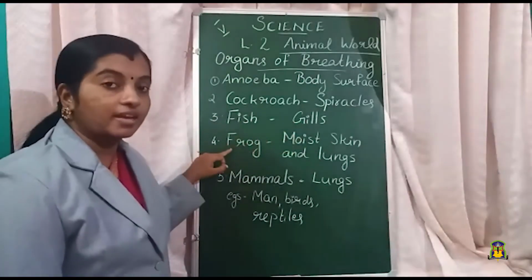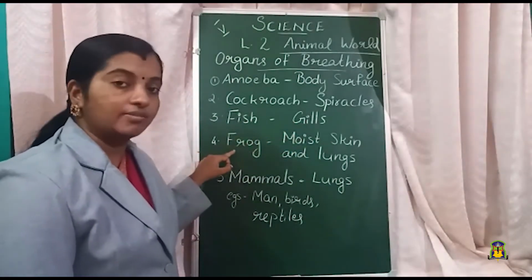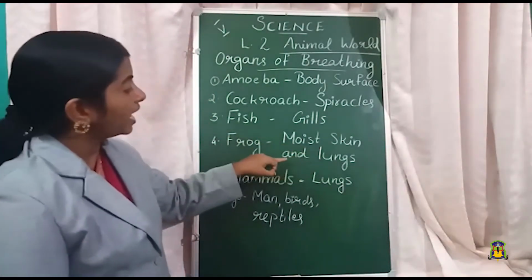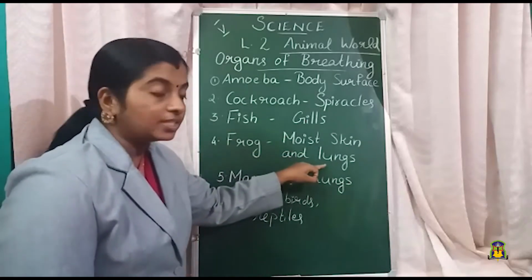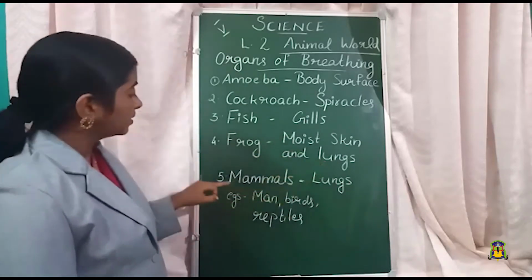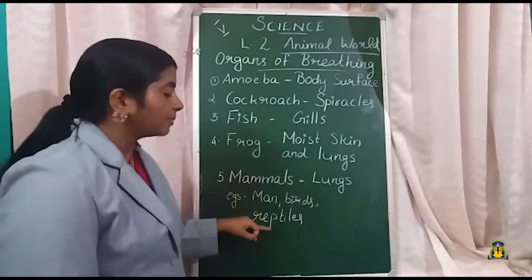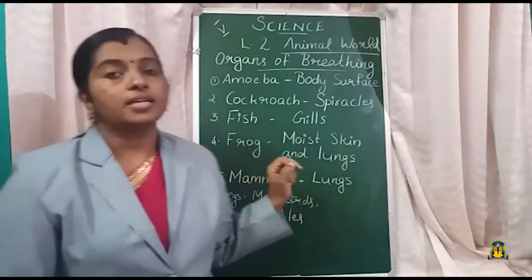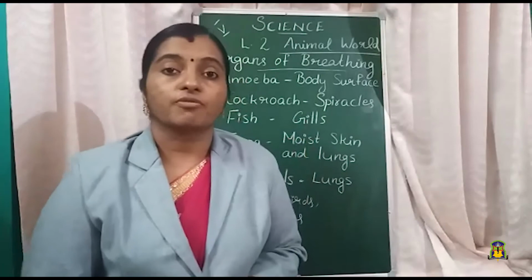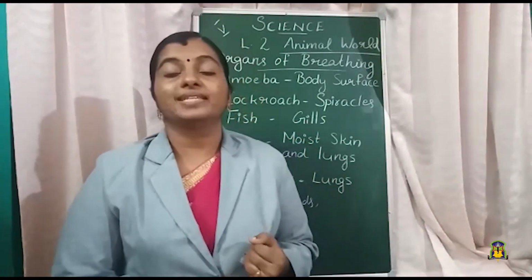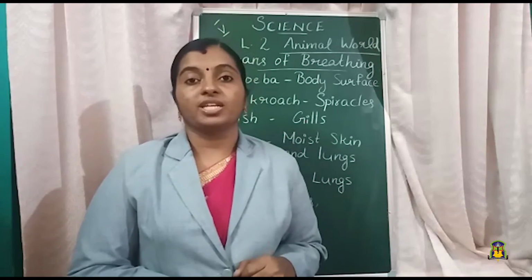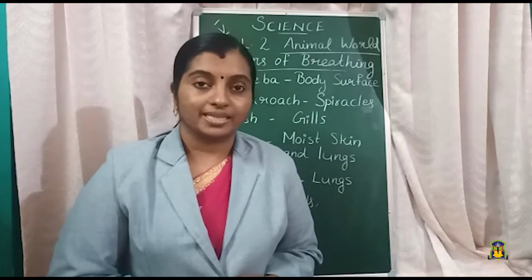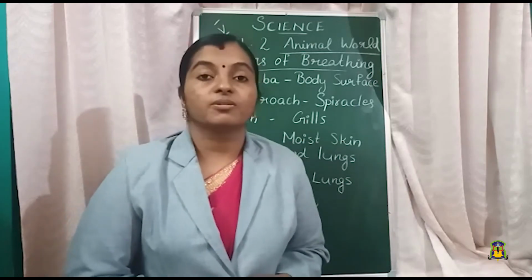Then frog. Frog is an amphibian. It can live both on land and in water. When it lives in water, it uses its moist skin for respiration, and when it is on land, it uses lungs for breathing. Then mammals like man, birds, reptiles, etc. use lungs for their breathing. And there are two other mammals which live in the water. Do you know them? Yes, they are whales and dolphins. Even though they are aquatic animals, they use their lungs for breathing. They use lungs as the organ of breathing.